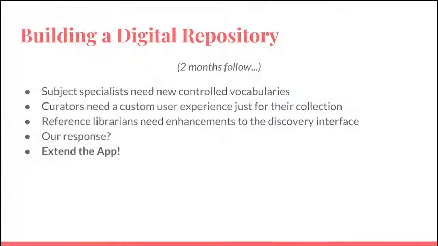We're still running this single Rails application in production, and now we're finding that our subject specialists need new controlled vocabularies for some of the content that they've just ingested into this repository. Our curators need a customized user experience for their collection that they happen to manage. And our reference librarians need enhancements to the discovery interface because it's just not complex enough to meet the needs of librarians who need more advanced search features. Our response is typically going to be just to extend the existing code base, extend the app.